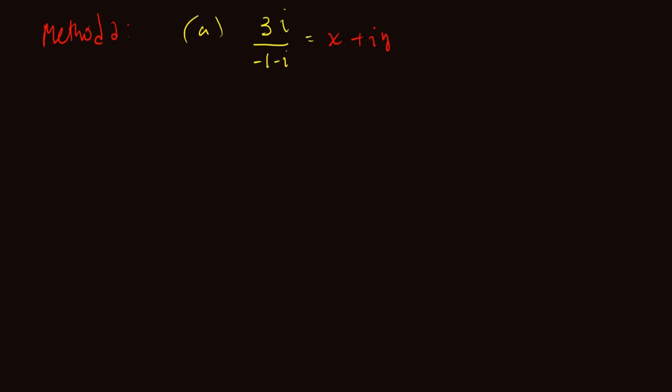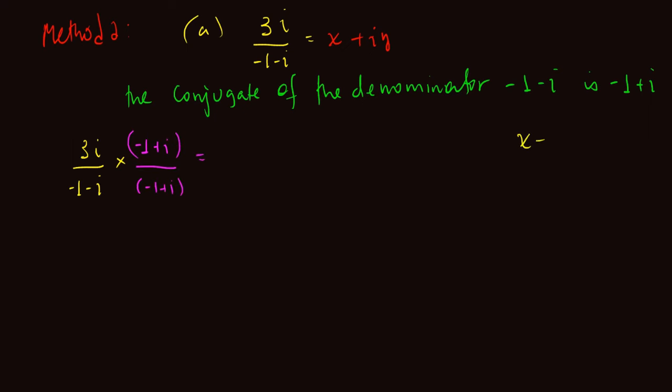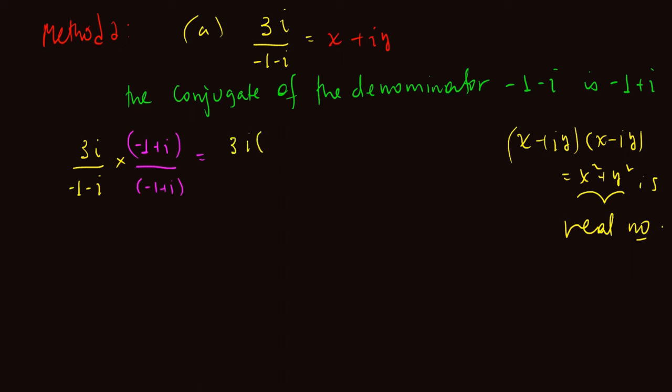We multiply by the conjugate of the denominator. The conjugate of minus 1 minus i is minus 1 plus i. So 3i divided by minus 1 minus i, times the conjugate of the denominator, which is minus 1 plus i, divided by minus 1 plus i. As you remember, x plus iy times its conjugate x minus iy is equal to x squared plus y squared, which is totally real, because i is no longer there. So the numerator will be multiplied together: 3i times minus 1 plus i, divided by minus 1 minus i times minus 1 plus i.